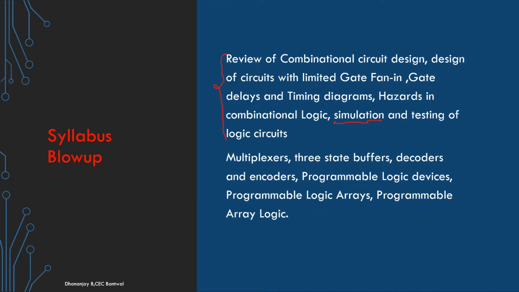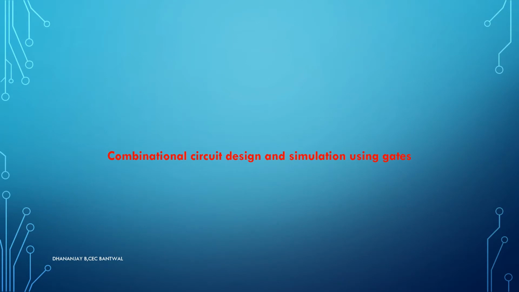After that, programmable logic devices, under which we'll be checking PLAs and PALs. So this chapter 2 of your module 3 is entirely the application part. In the initial part, we'll be checking the initial circuit design, and later we'll be using that particular design for the application part. So this is the brief syllabus blow up of your module 3. Fine. We'll be directly getting into the combinational circuit design and simulation using gates.